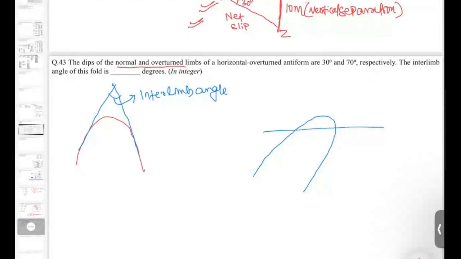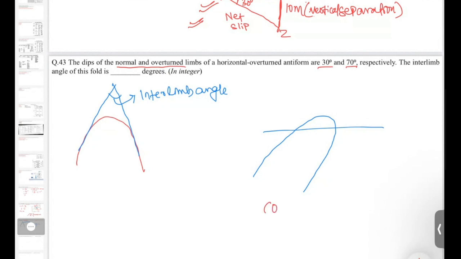So the next question is: the dips of the normal and overturned limbs of a horizontal overturned antiform are 30 degrees and 70 degrees respectively. What is the interlimb angle of the fold? The first thing you need to know is what an overturned fold is. Do you know what an overturned fold is?